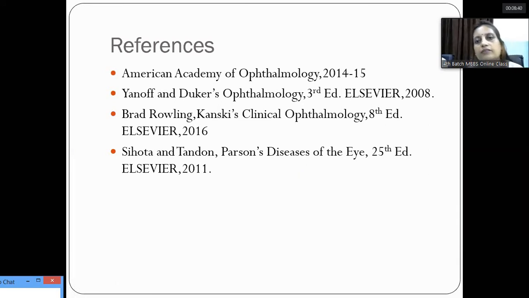And Parsons, if you read it once and say that, ma'am, I have finished reading, then you will not understand anything. So you read Khurana, then again you read Parsons, then again you read Khurana. So till my next class, you have to read this very nicely. Otherwise, I will not repeat this section again, and I will go to chalazion. So you have to know this. Okay, thank you everyone.